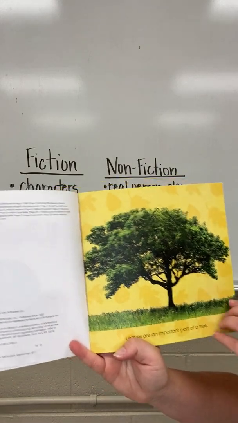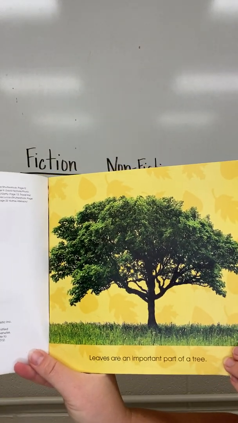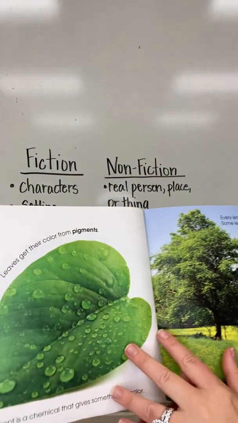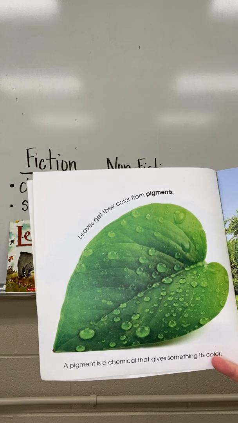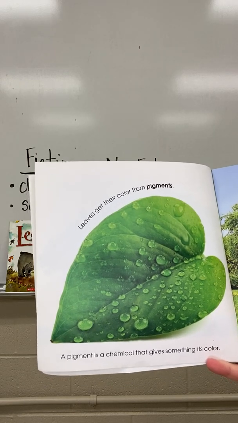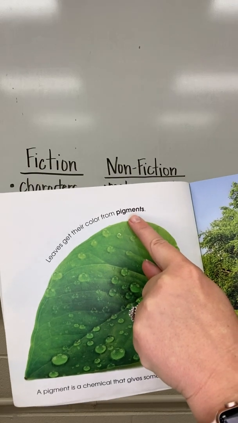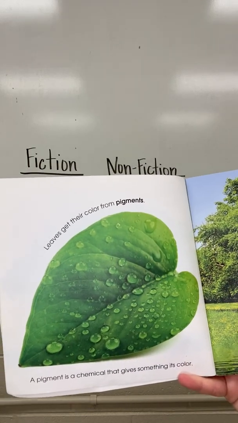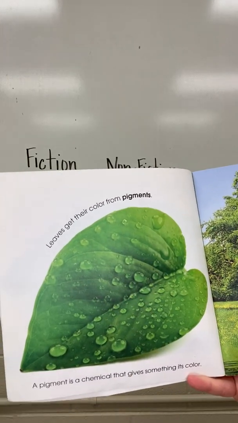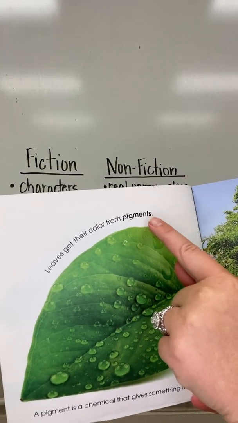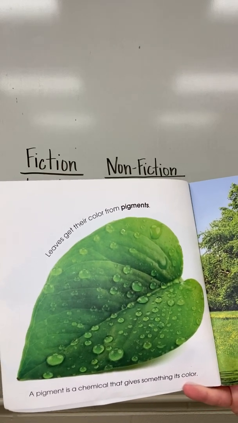Leaves are an important part of a tree. Leaves get their color from pigments. A pigment is a chemical that gives something its color. Look at this word, it's bolded. Remember last week we learned that anytime we see bold words in a book, we know that the author wants us to know that that's an important word. It's a key word.